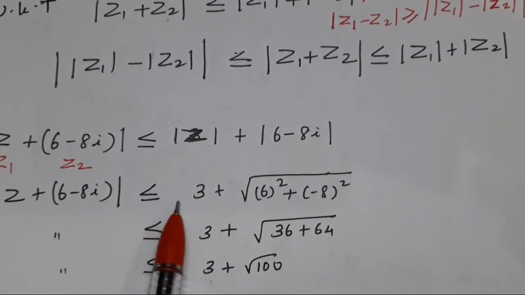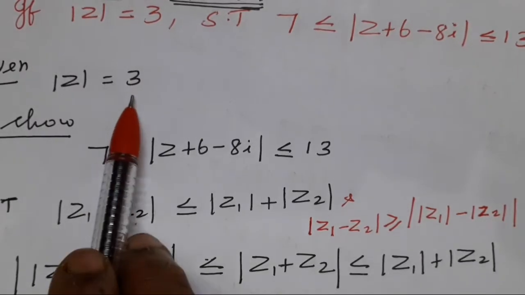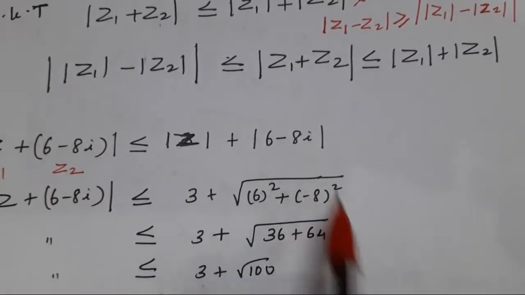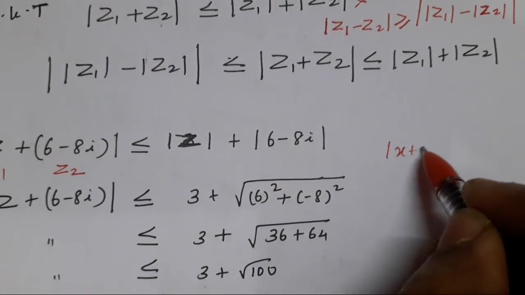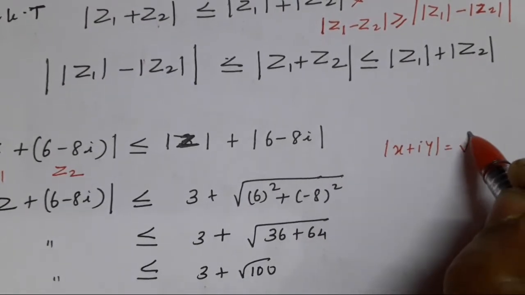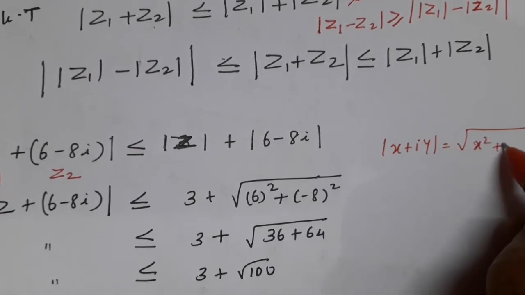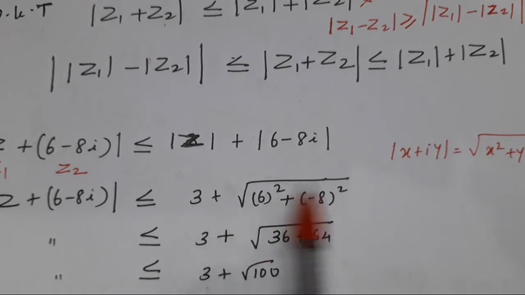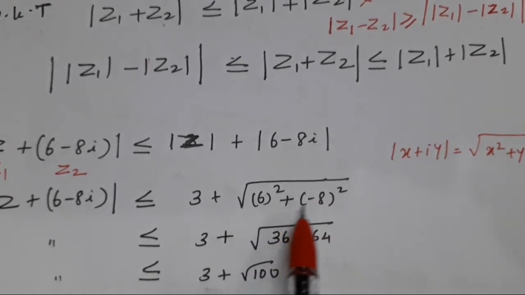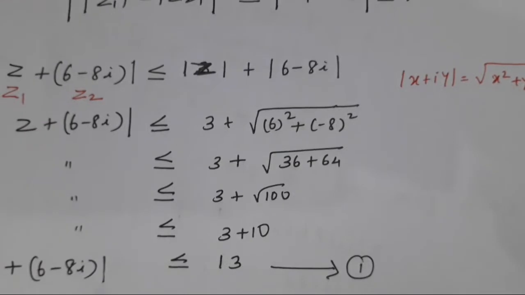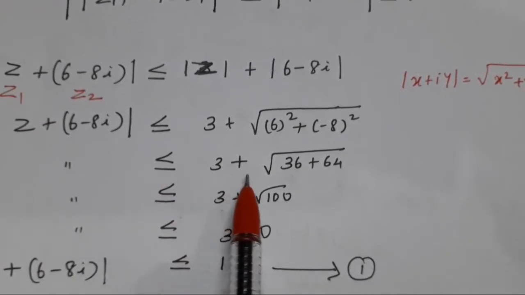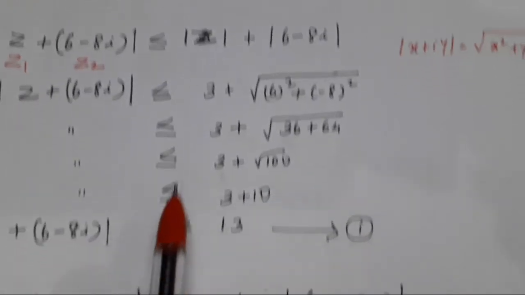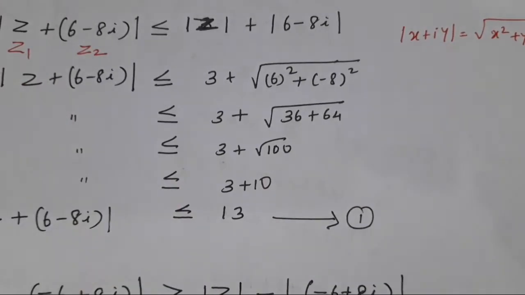Now, less than or equal to, what is the value of modulus of z? It is given as 3. 3 plus, we know modulus of x plus iy equals root of x square plus y square. So modulus of 6 minus 8i is square root of 6 square plus minus 8 the whole square. That is less than or equal to 3 plus root of 36 plus minus 8 the whole square, which is 64. Always write the modulus value.